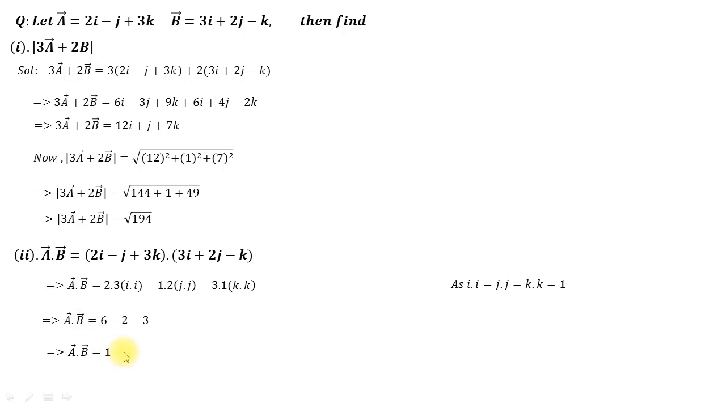So dear students, note that the scalar product is the product of two vectors which gives the result in scalar form, and the vector product of two vectors is a product which gives the result in vector form. So this is called the scalar product because this product gives the result in scalar form.